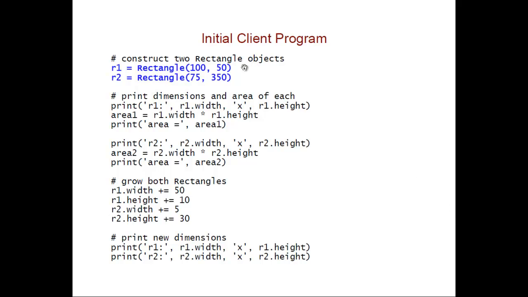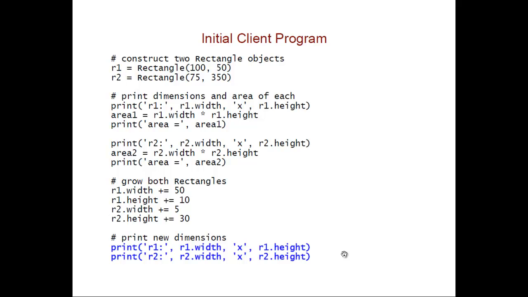You can see it starts out by constructing two different rectangle objects, storing the reference to one of them in the variable r1 and storing the reference to the other in the variable r2. It then prints the dimensions of r1 along with its area, and you can see it's computing the area itself by multiplying r1.width by r1.height, and it then prints that result. It does the same thing for r2, printing the dimensions, computing and printing the area. It then grows both of the rectangles, increasing their dimensions by some amount, and then it prints the new dimensions.